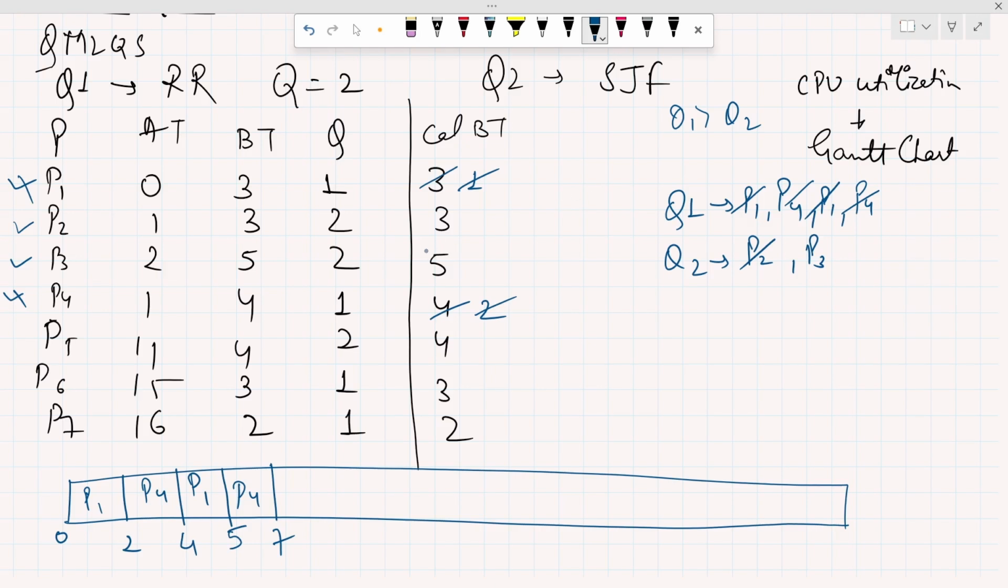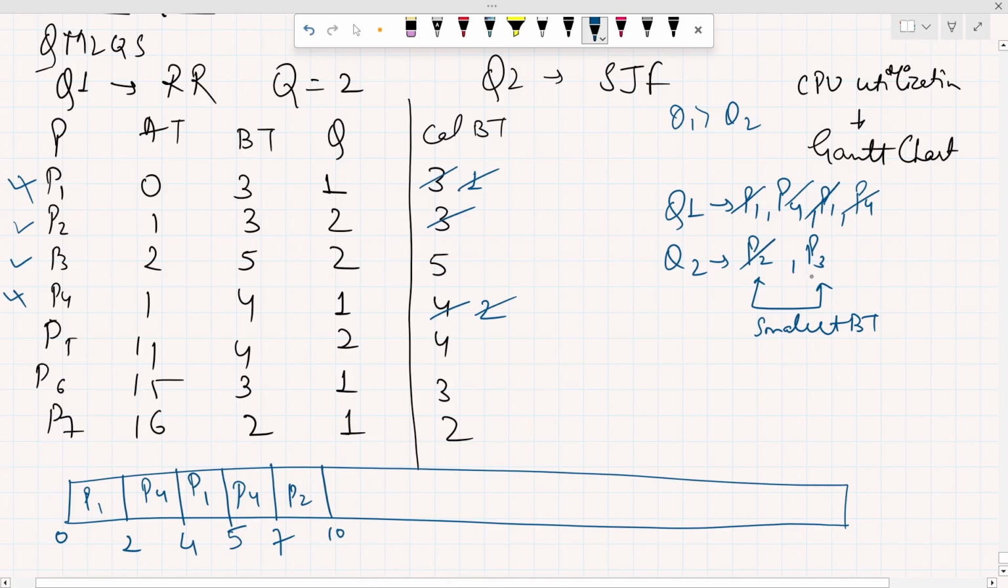And we have to solve this with SJF. Among P2 and P3, whoever has the smallest burst time will get the CPU. So 3 and 5, 3 is basically our smallest burst time. 3 is for the P2 process, so P2 gets the CPU. It's a non-preemptive process. This is the important thing: if it gets the CPU, it will execute completely. So P2 gets the CPU and executes completely, burst time is 3. So it completely executes from 7 to 10.